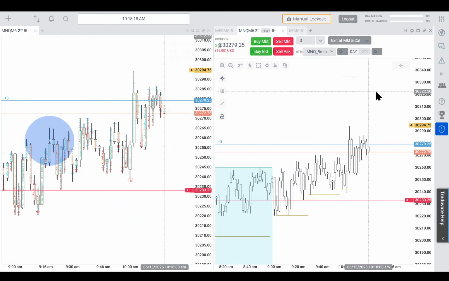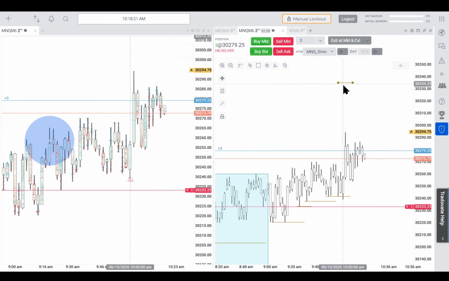Alert at 334? Nah, I'm just drawing a line on top of everything. There's just a small line on my screen. We'll see if we get there.